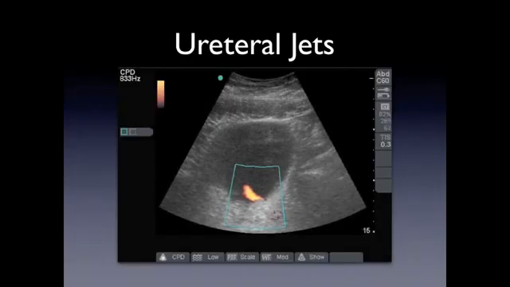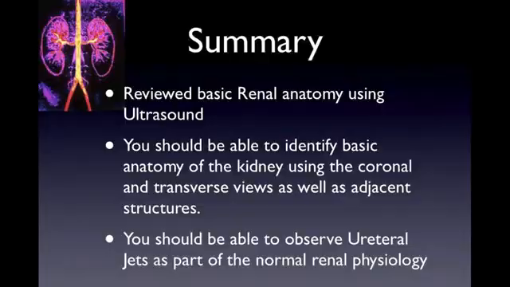Here we see ureteral jets. This is definitely flow from both sides of the ureters into the bladder. You see the left one, the right one, indicating that there's good flow from the kidneys. We'll see later that you do have an obstruction. You're going to be missing these jets.